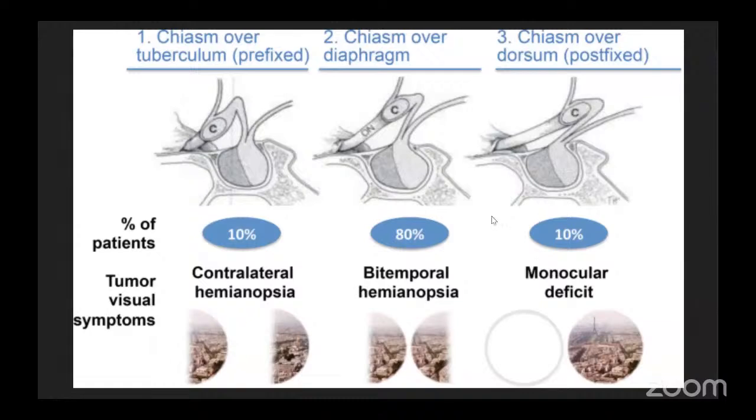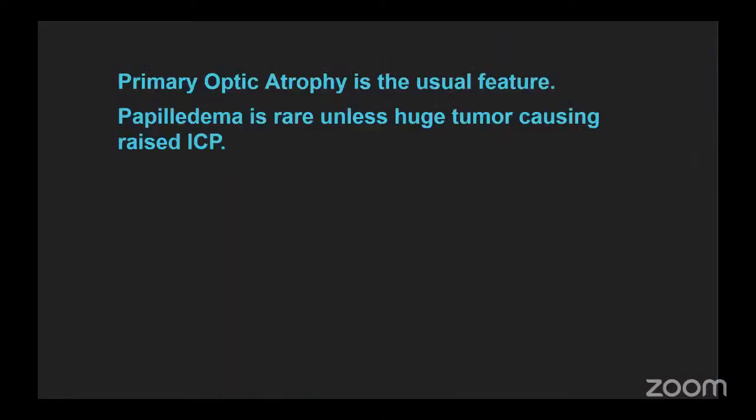This slide is basically whatever we have discussed in the previous slide. When there is a prefixed chiasm, we have contralateral hemianopia. When the chiasm is in its normal position, there is bitemporal hemianopia. When it is post-fixed, which is also uncommon, then we have monocular deficit with maybe junctional scotoma and RAPD. Primary optic atrophy is the usual feature. Papilledema is rare unless a huge tumor is causing the raised ICP.